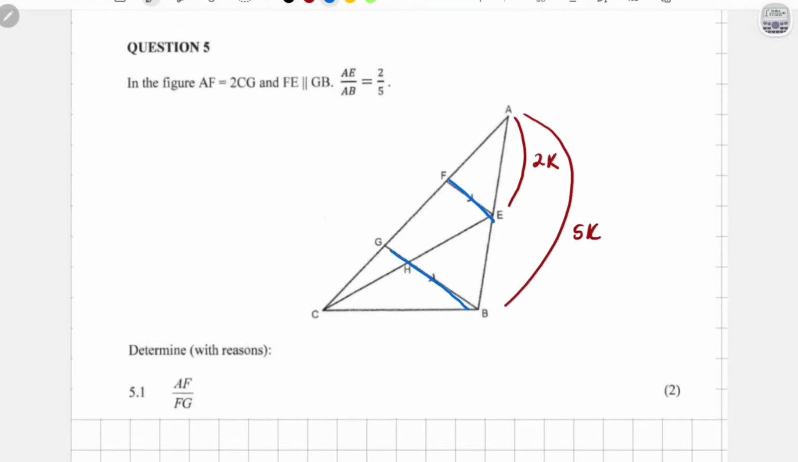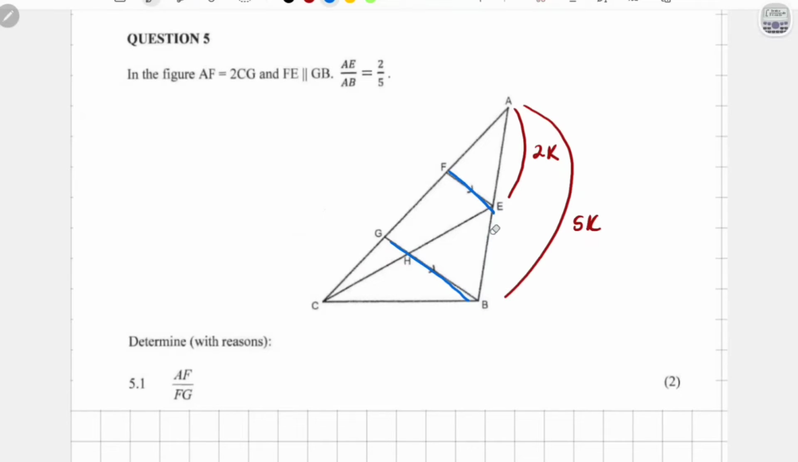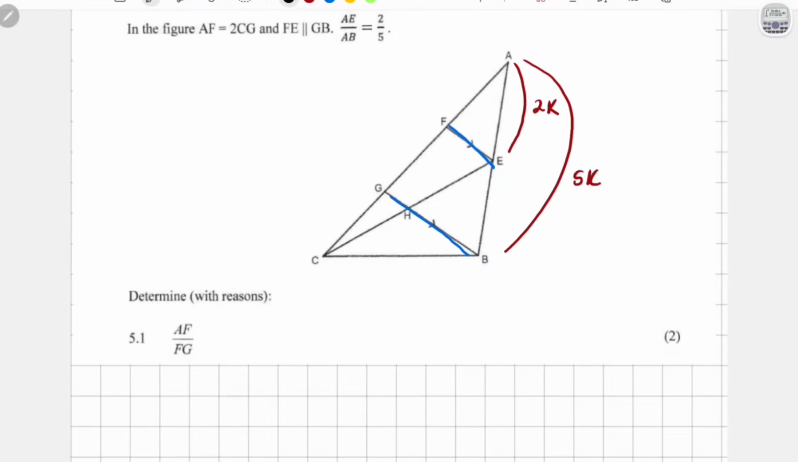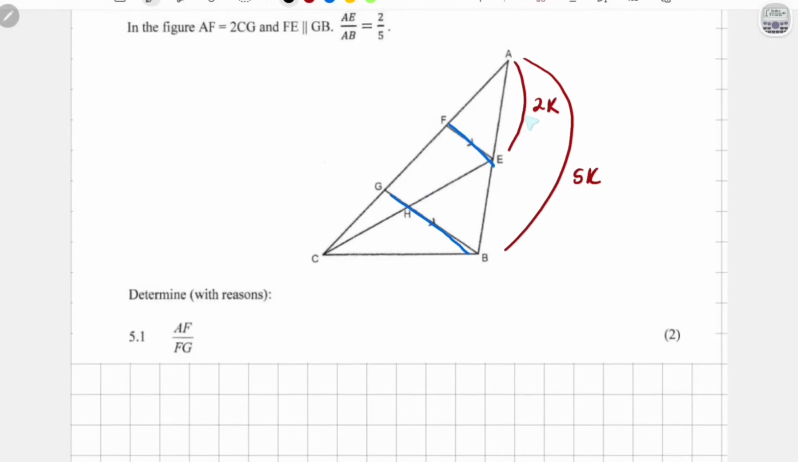But this is how I'll go ahead and just do this. Just find EB, right? You can see that this is 2k, so this must be 3k for us to get 5k. So to name these sides and tell them what they are, I can just go ahead and say, let's just say AE is 2k.